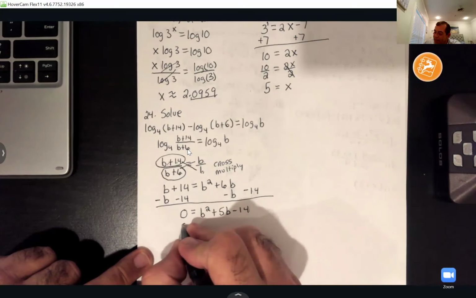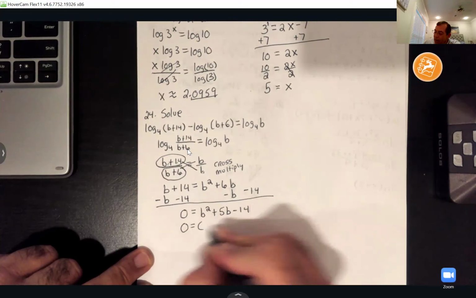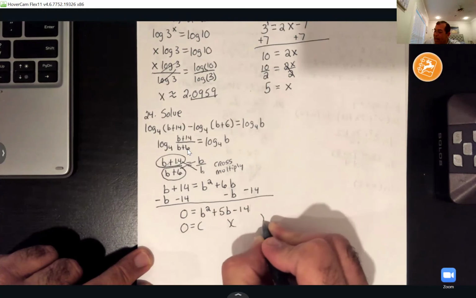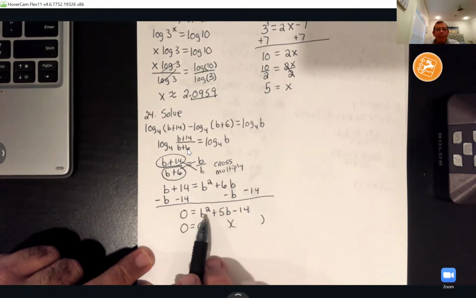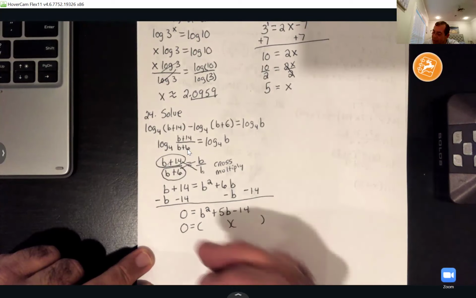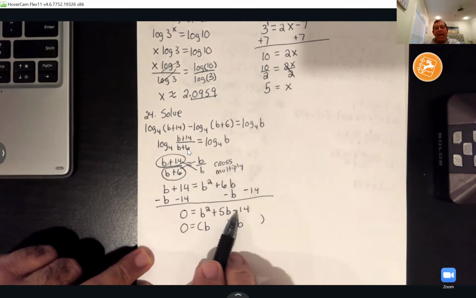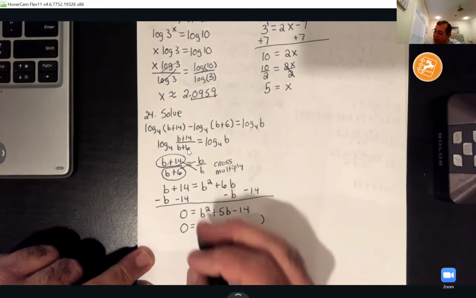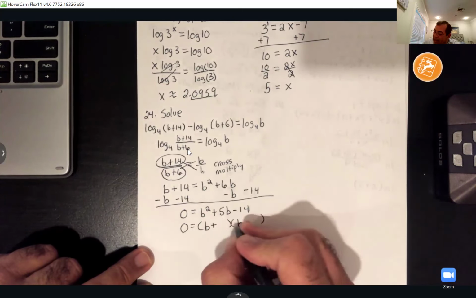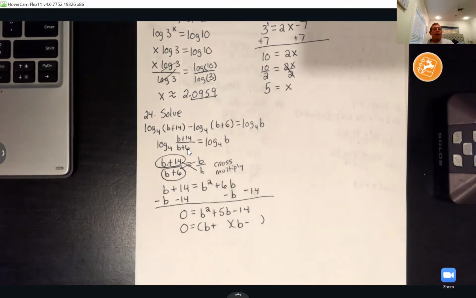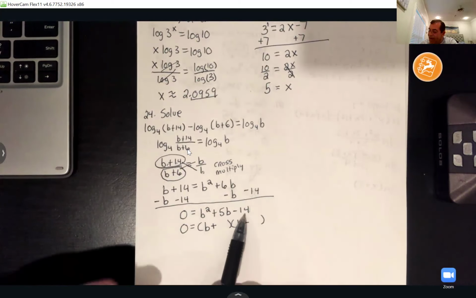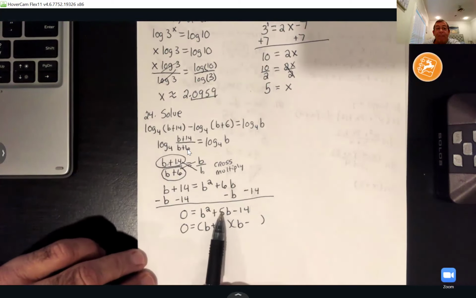So then, to solve that one, we got to factor. The b squared is a b and a b. This last number's negative, so I know I'm going to have unlike signs. All right, so here's what we need. Factors of 14 that equal 5.